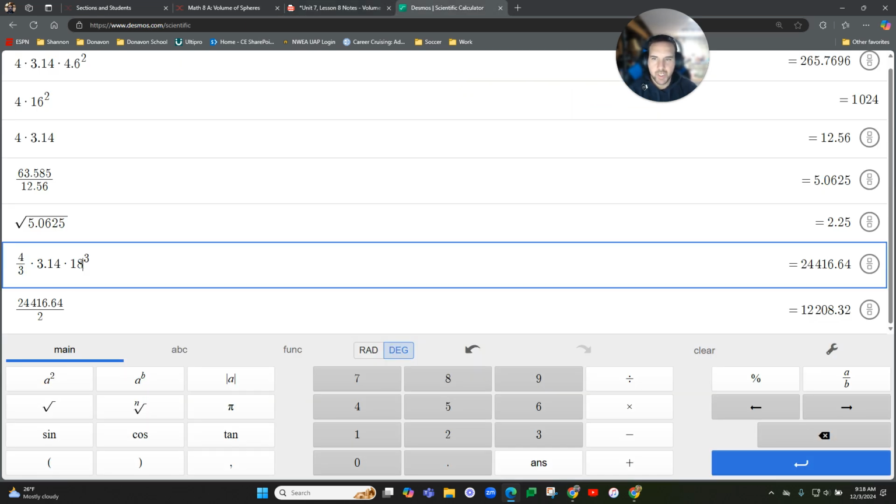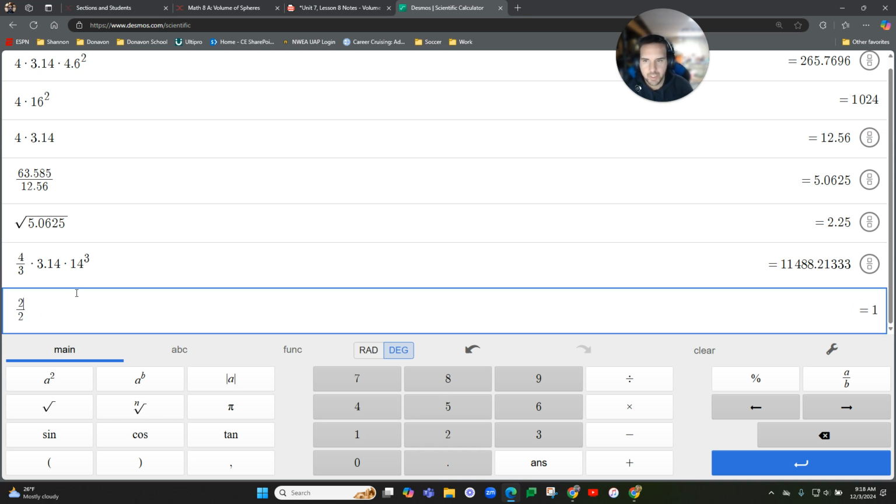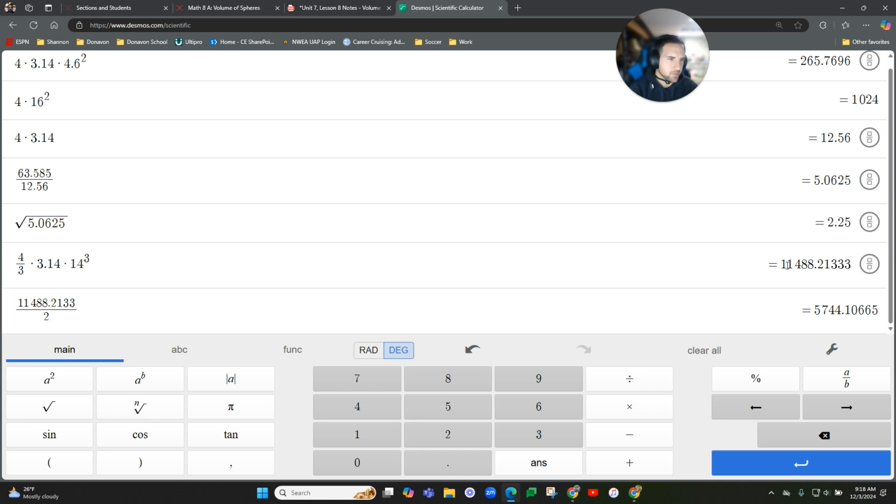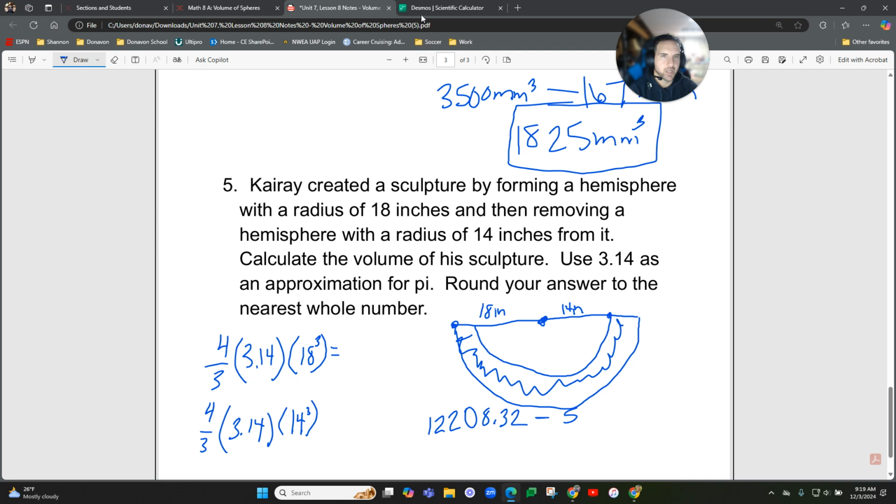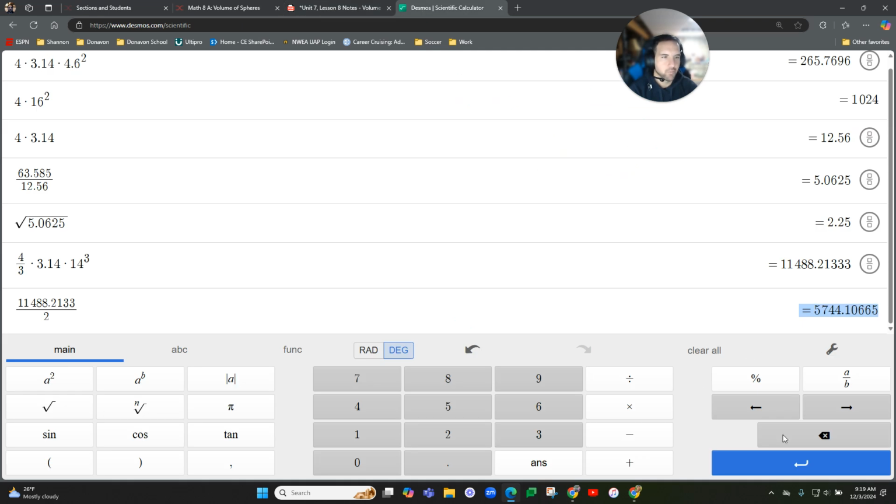Now I'm going to change it to 14 to find that radius, and that's this number. Now I'm going to take that number and divide it by 2. The volume of that sphere is 11,488.21. We want a hemisphere, which is half of it, so 5,744.11. We'll round it to .11.